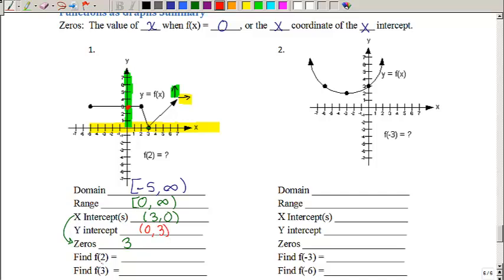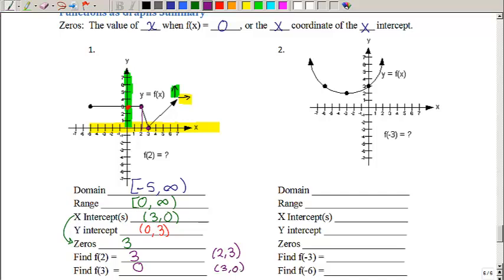And the last thing I'm looking for is values of the function at the given input. In this case, f of 2. When x is equal to 2, y is equal to 3. Or the point (2, 3) tells me that f of 2 is equal to 3. Similarly, for f of 3, I have a y value of 0, with the corresponding point being (3, 0).